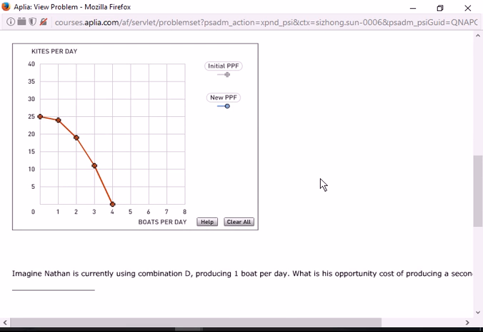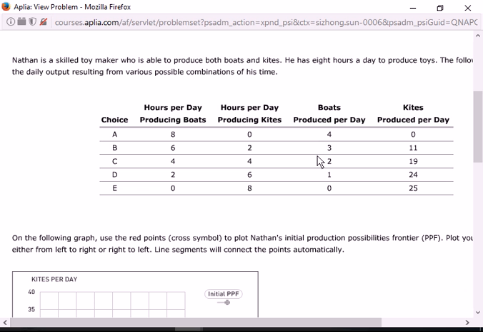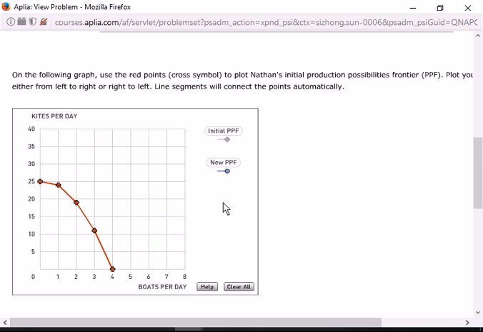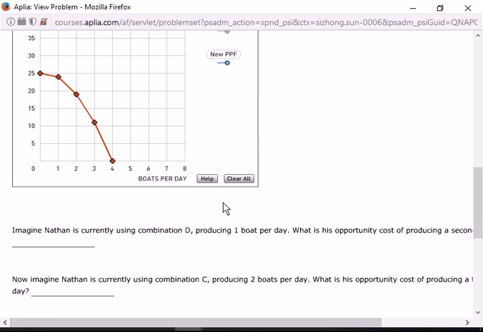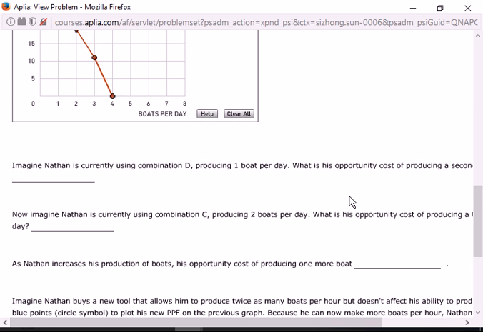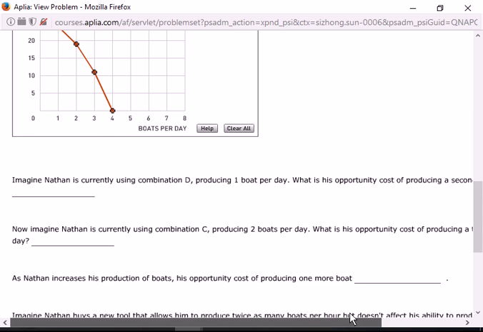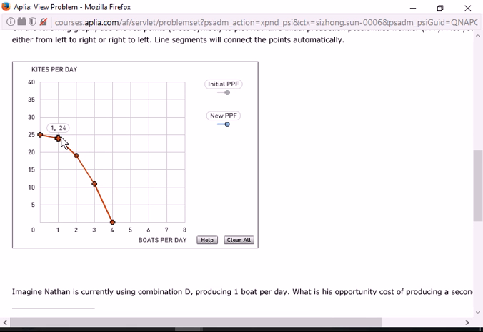Imagine Lansam is currently using combination D, which is 1 boat, 24 kites, producing 1 boat per day. What is his opportunity cost of producing a second boat per day? Currently he's producing at 1, 24, so if he produces 2 boats instead, he needs to cut down the kites, which means moving from this point to this point. At this point he produced 24 kites, at this point it is 19. So he needs to cut down the kites production by 5 kites.